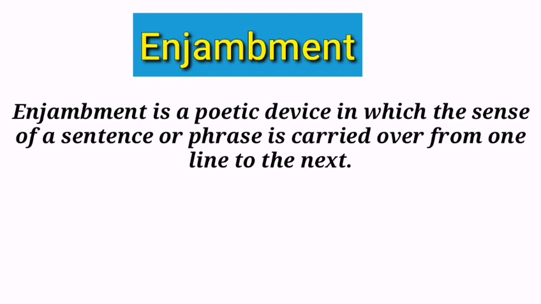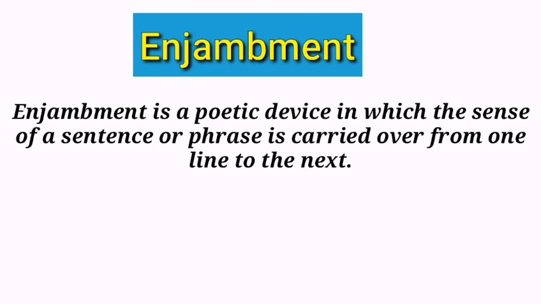In other words, you can say enjambment is a poetic device in which a sentence or phrase continues from one line to the next without a punctuation mark. This can create a sense of flow, momentum, or suspense in a poem.